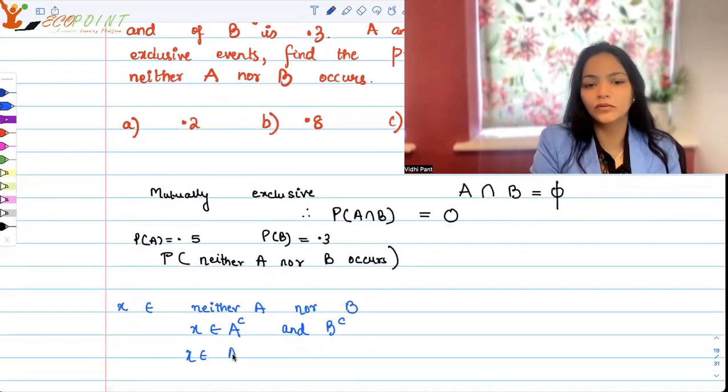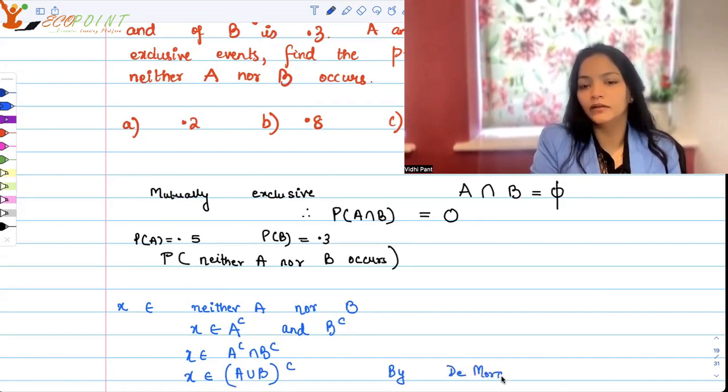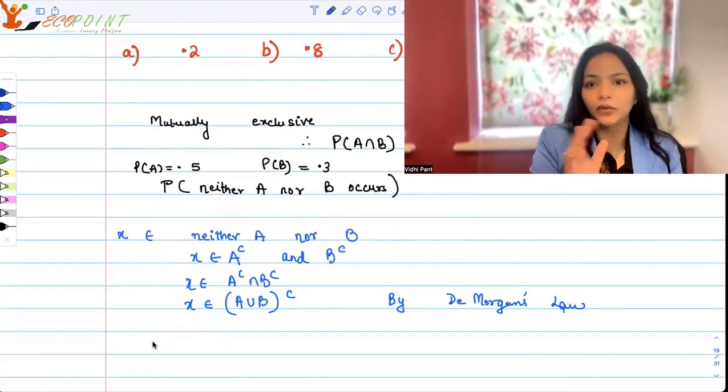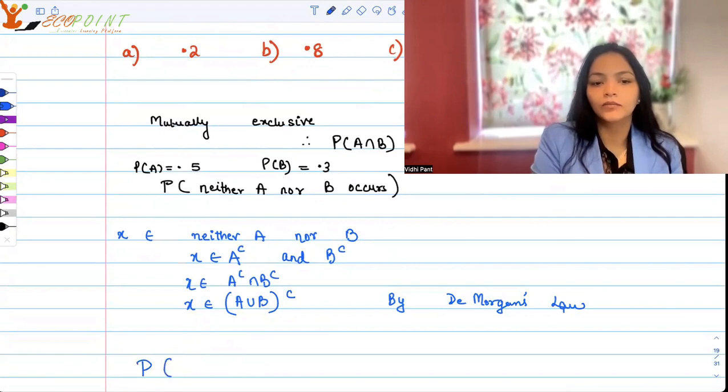That means X belongs to A complement intersection B complement. That means we are talking about X belonging to A union B whole complement. That's by De Morgan's law, right? So in terms of probability, what are we trying to find out? We are trying to find the probability that neither A nor B occurs.